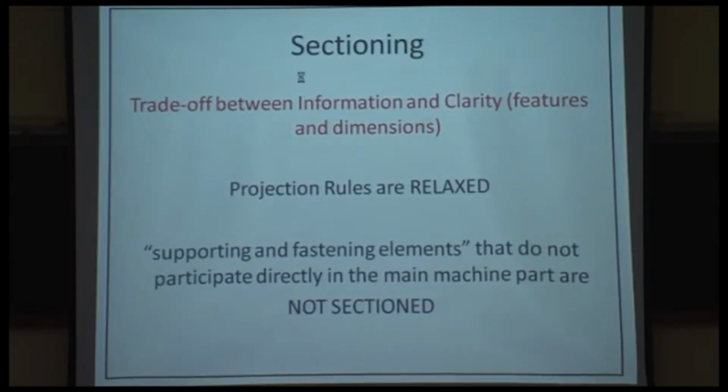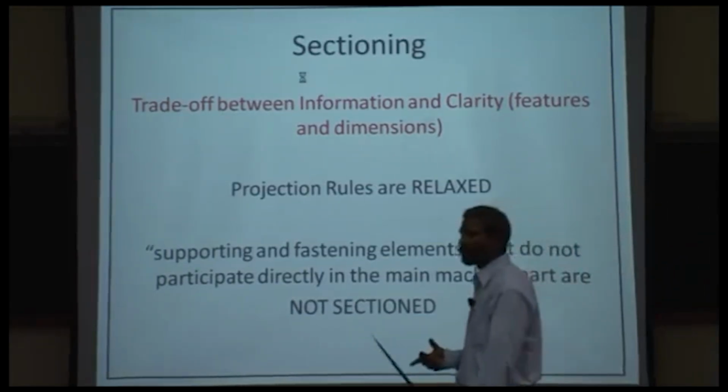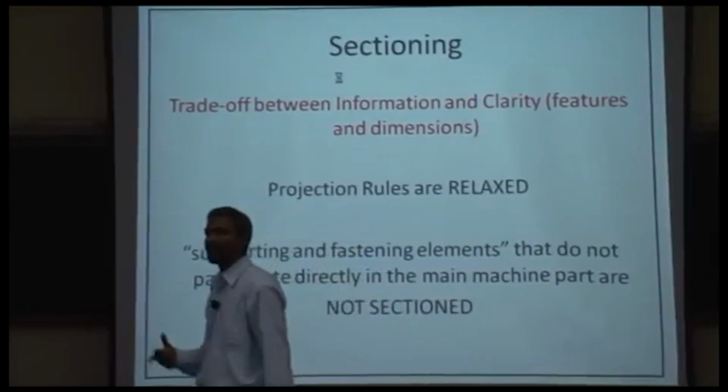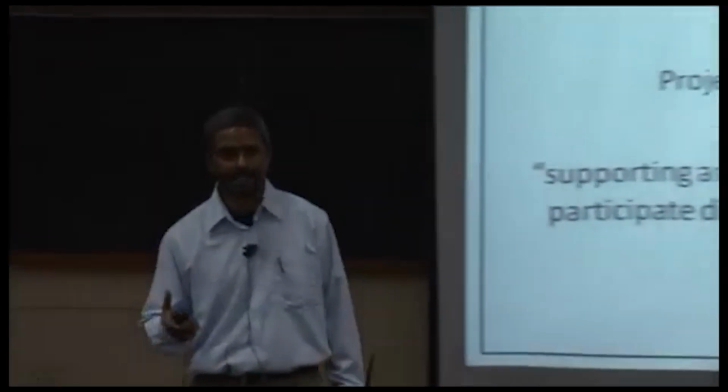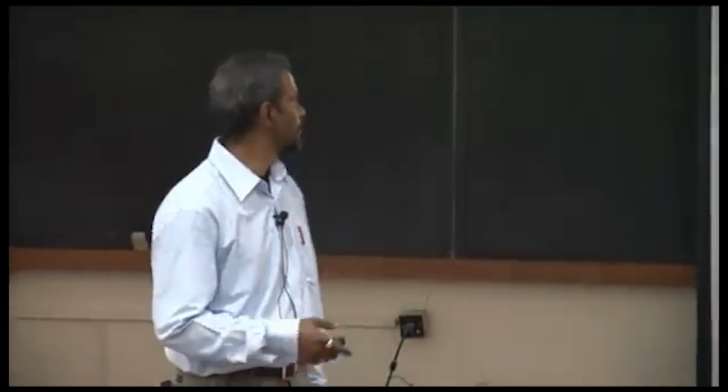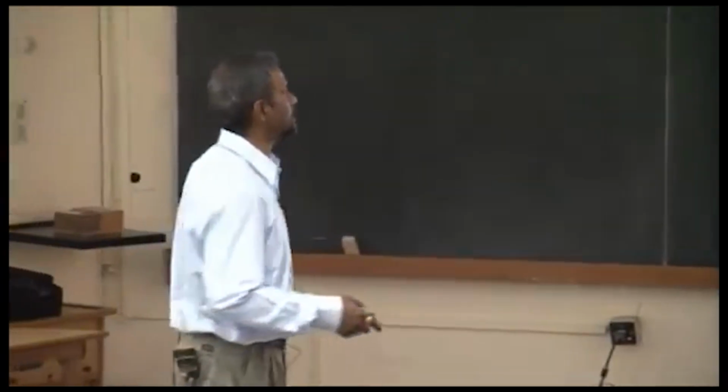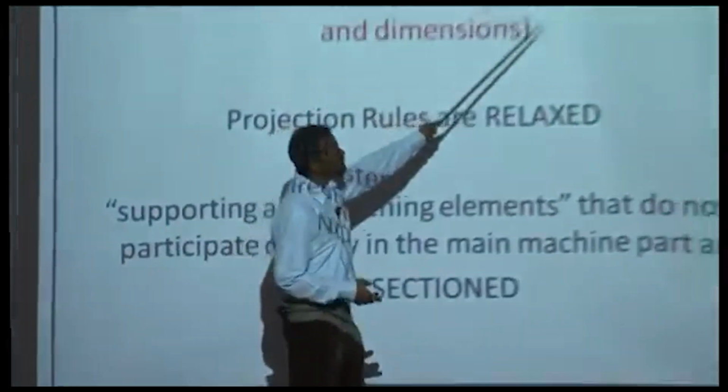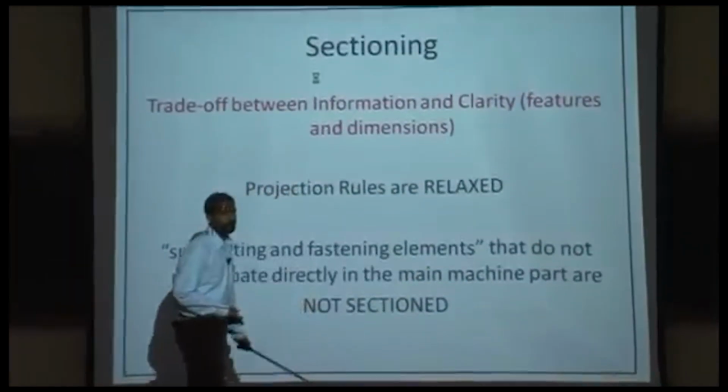Bottom line, sectioning pertains to a trade-off between information and clarity. You have to choose what kind of information you want to give, and alongside that, how clear you want your section view to be. And these two terms, information and clarity, pertain to both features and dimensions.